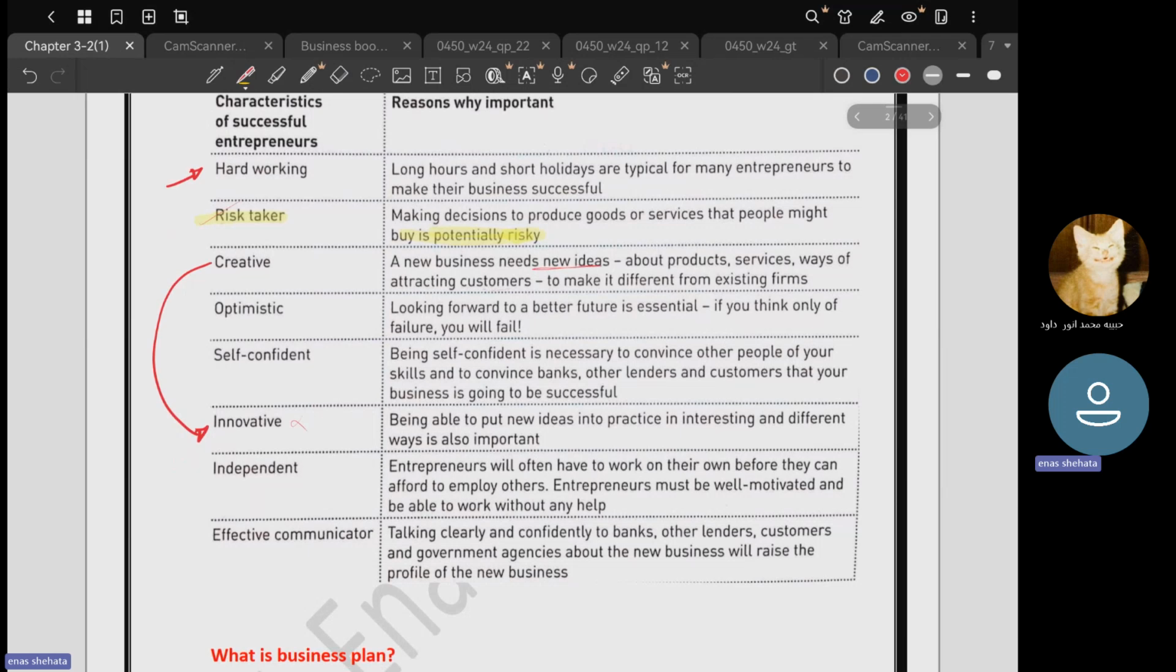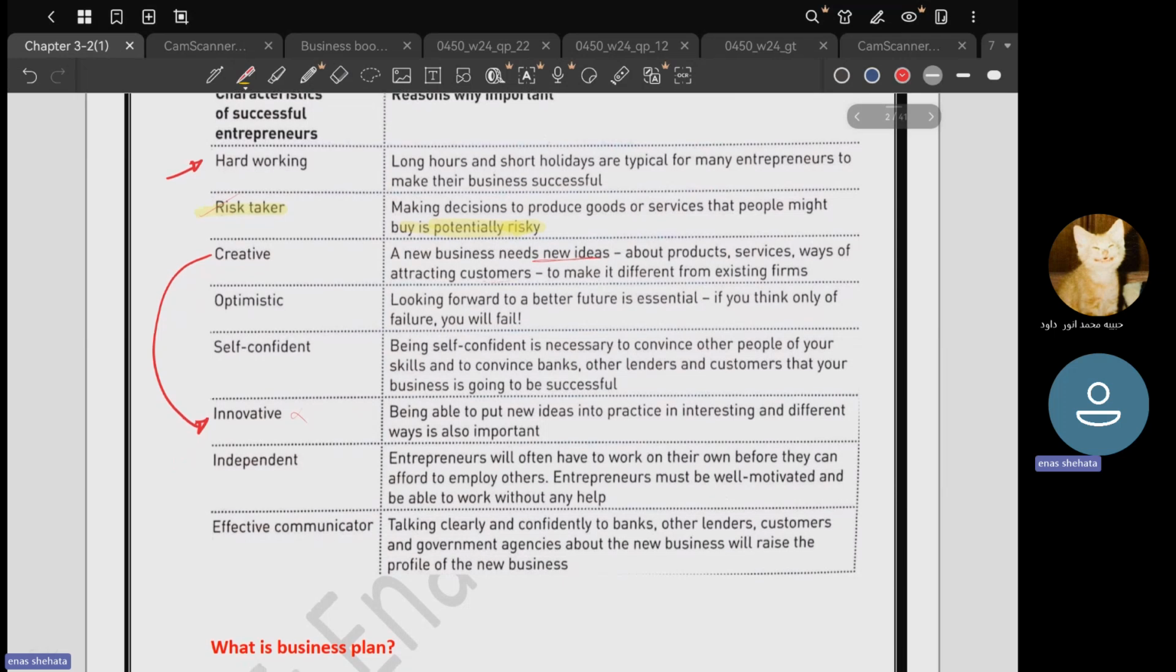Effective communicator. You have to talk clearly and confidently to banks, not in a rude or bad way, in order to be able to convince others of your idea. For example, I want to take a loan from the bank. So I will go to the bank and offer my plan, and I ask them to give me a loan.